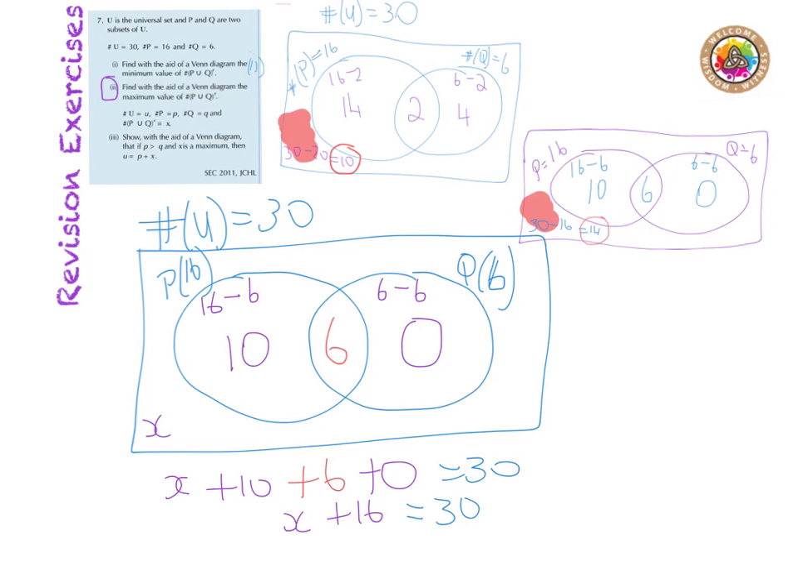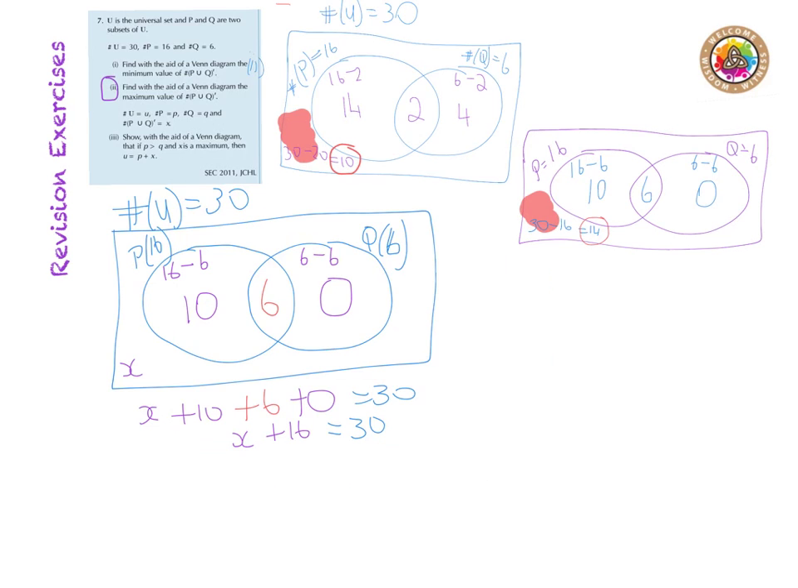Again, in order to get X on its own, I must take away 16 from this side of the equals. And if I take away 16 from this side, I'm also going to take it away on the other side. 16 take away 16 cancel, and I'm just left with X. And that equals 30 take away 16, which is 14. So that's the maximum number that I can have in P union Q complement. Maximum.